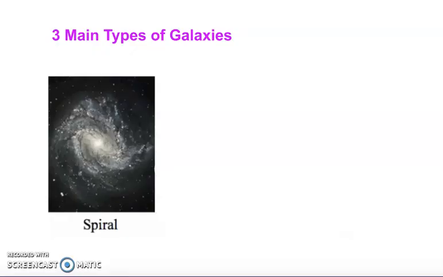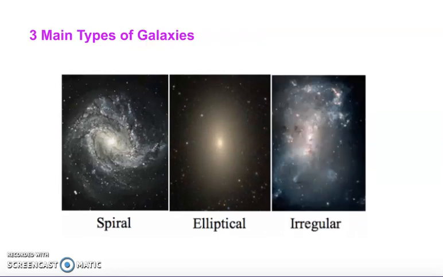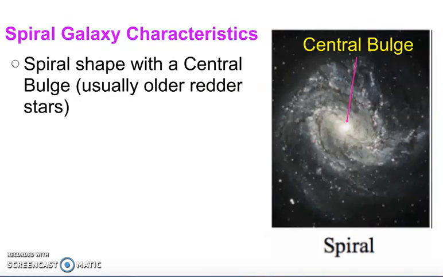We are going to focus on three main types of galaxies this week, and they are the spiral, elliptical, and irregular galaxies. Spiral galaxies have the following characteristics. So they'll have a spiral shape with a central bulge, which you can see here. That's usually composed of older and redder stars, so that's why it has that yellowish, orange, red tint. And so that is the first characteristic of all spiral galaxies.